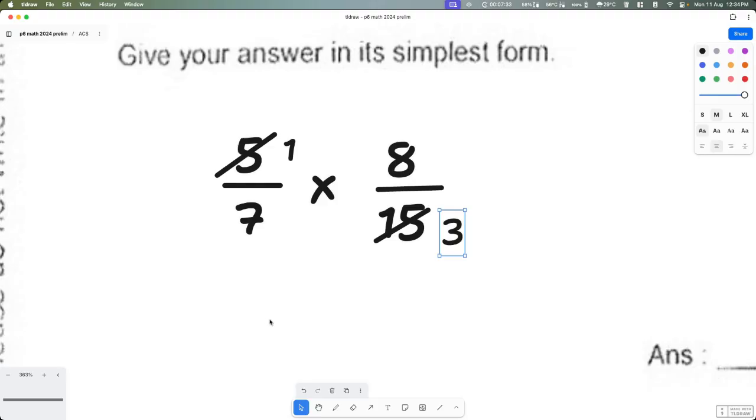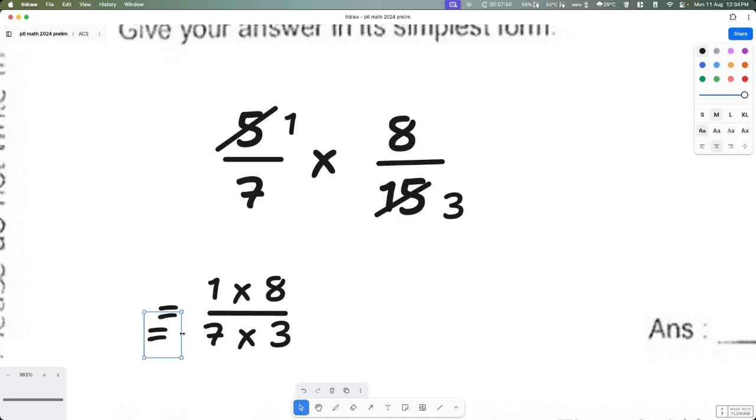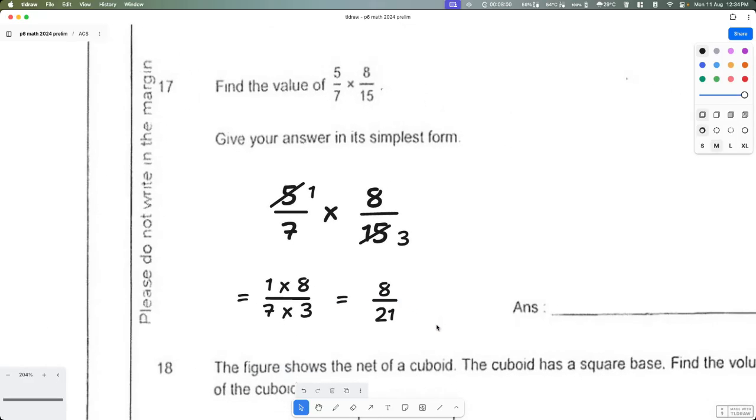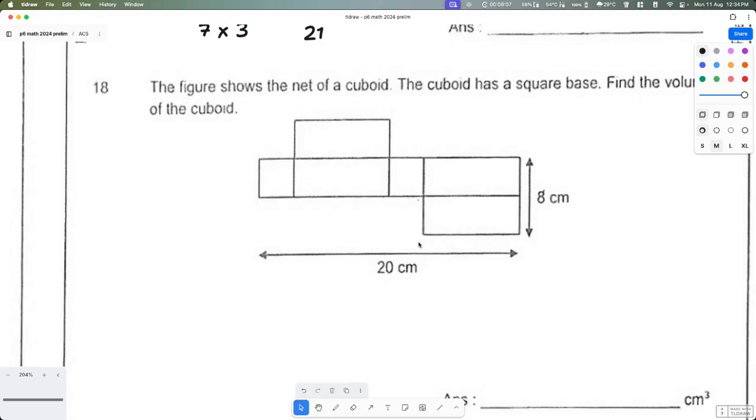So that's roughly about it. What would this equal to? You have 1 times 8, so essentially it's 1 times 8 over 7 times 3. In this case, the final answer is: what's 8 times 1? It will be 8. And then 7 times 3 will be 21. That's your final answer. So the answer to this is 8 over 21.